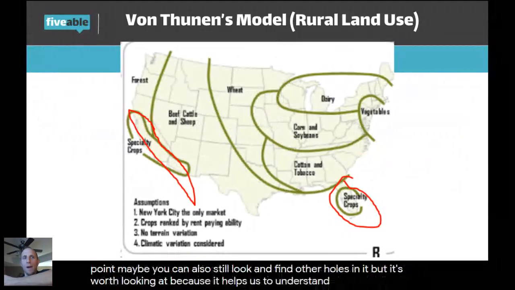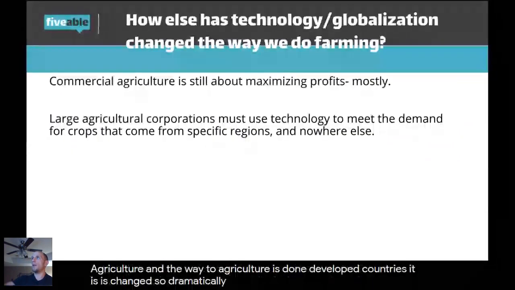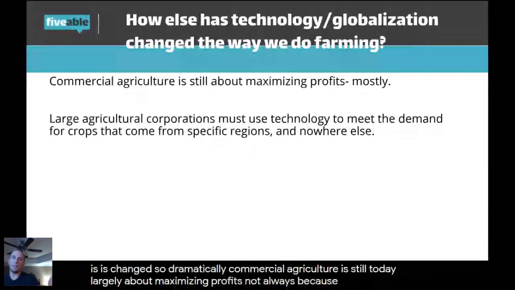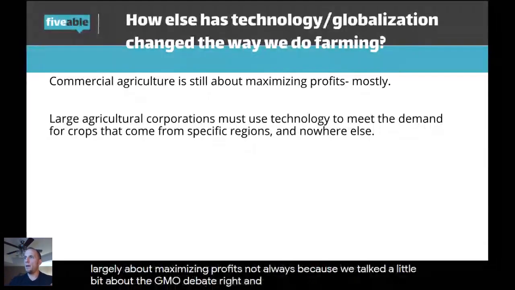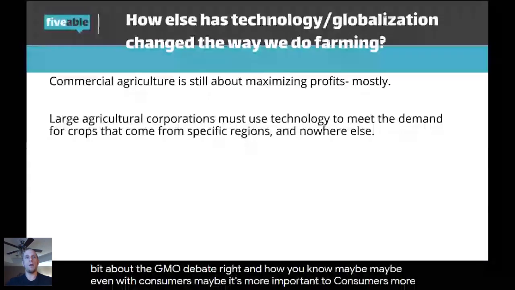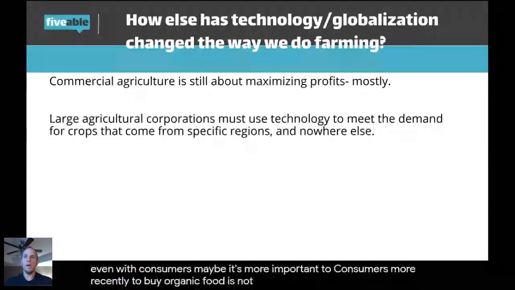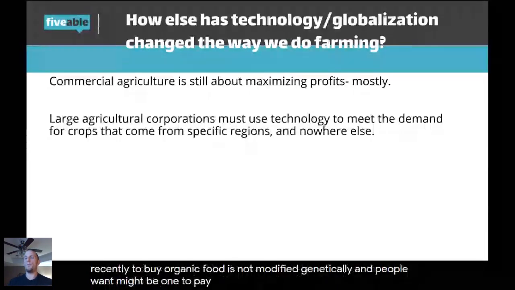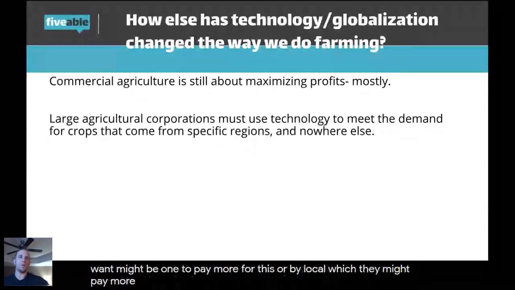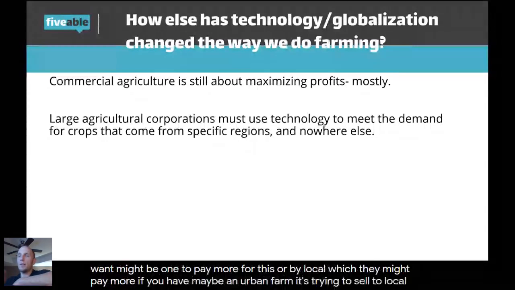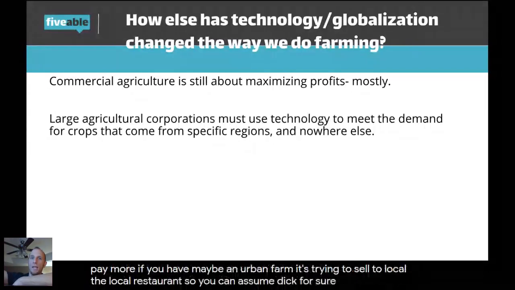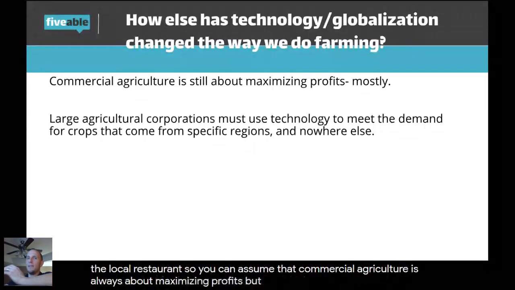When you look at commercial agriculture, in the way that agriculture is done in developed countries, it's changed so dramatically. Commercial agriculture is still today largely about maximizing profits. Not always, because we talked a little bit about the GMO debate, right? And how maybe even with consumers, it's more important more recently to buy organic food that's not modified genetically. And people might be willing to pay more for this, or buy local, which they might pay more for if you have maybe an urban farm that's trying to sell to the local restaurant. So you can't assume that commercial agriculture is always about maximizing profits, but usually that's a huge component.